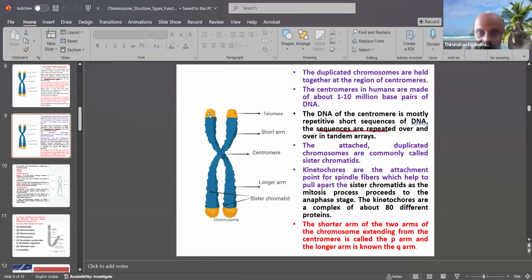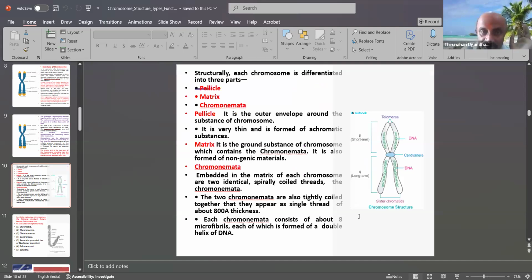But the yellow colored part here is called the telomeres. The arm that is short from the centromere is called the P arm, and the longer arm is known as the Q arm. These two types of arms are present in the chromosome.